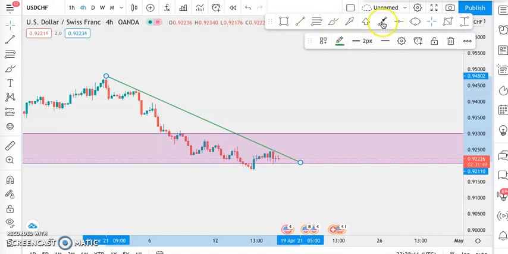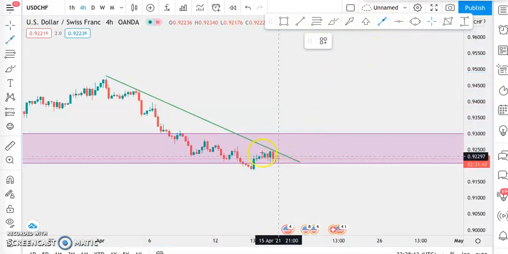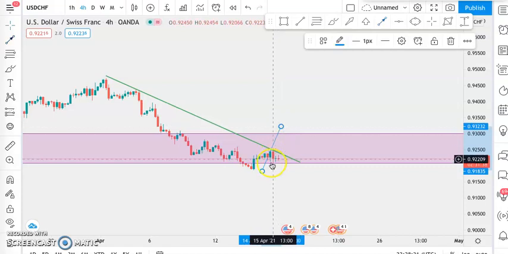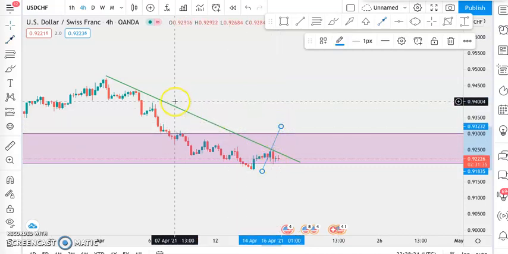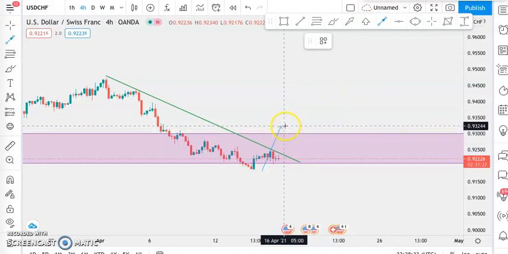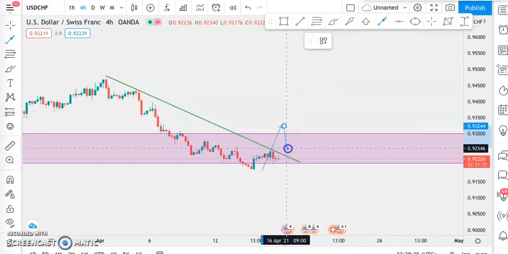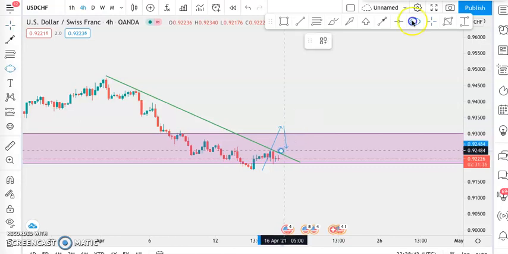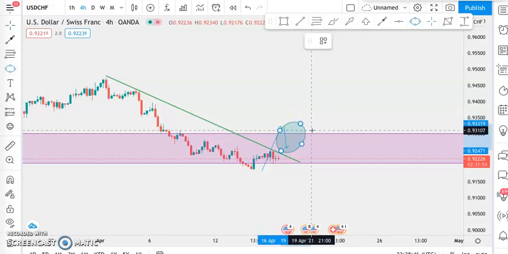Now, if we would get an impulse above this trend line, not so much like that, just something like this, and close above this trend line from a 4-hour perspective, then on the retest of this broken trend line, inside of this area is where we would be monitoring price action to go in for our longing opportunity.